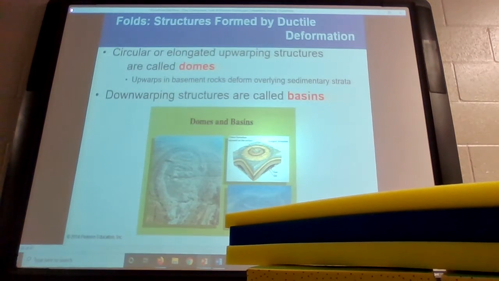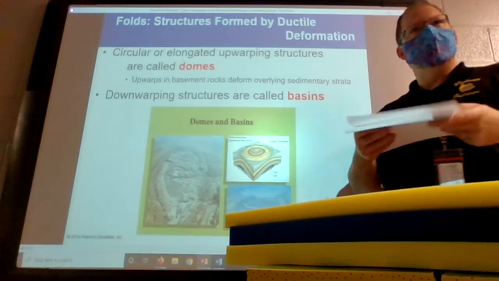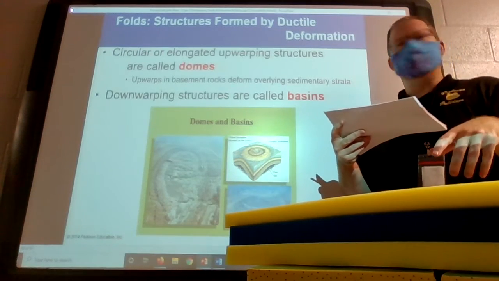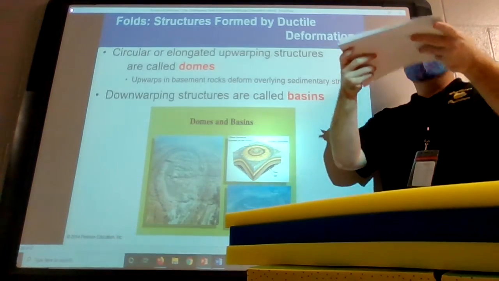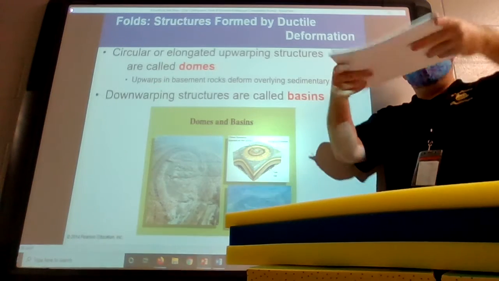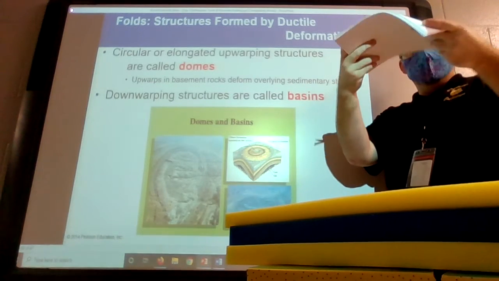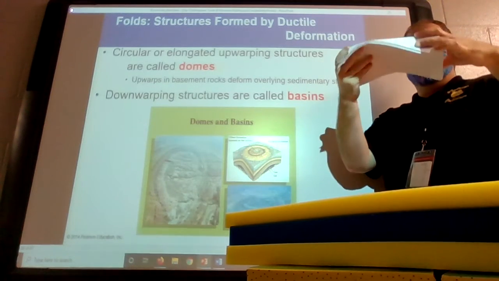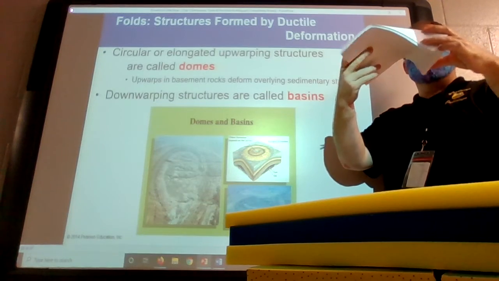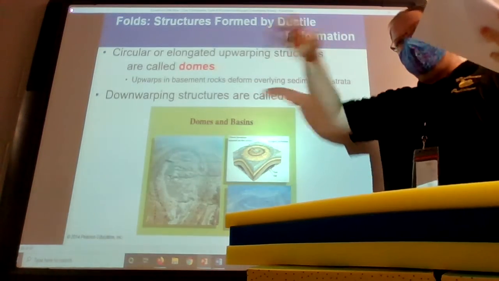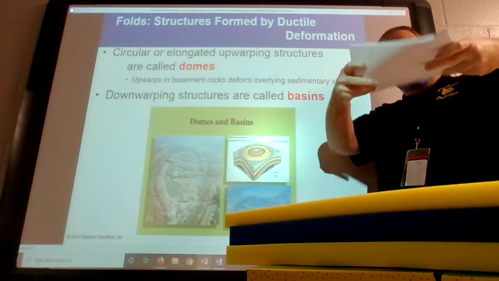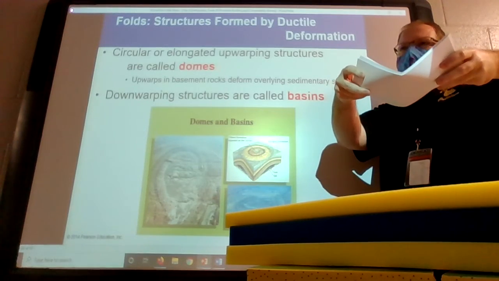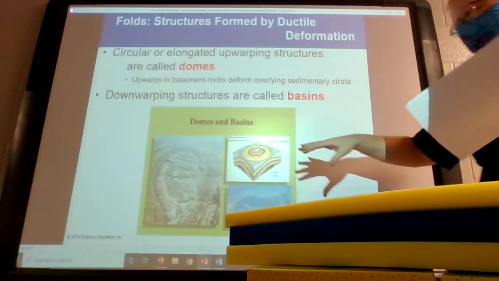We're going through folding of rocks. So instead of having just your regular fold, anticline, or your downward fold, syncline, you actually get the 3D fold, which is basins or domes. So obviously a dome is going to be upward. A basin is going to be like a bowl where it's pointed downward. And so it's just a little bit more 3D.